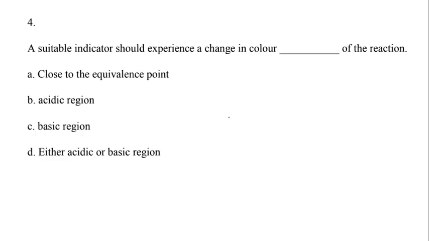So suitable indicator means, we discussed like that. Suppose this is the pH range. It is changing from here to here. Suppose this is the pH scale, and this is the volume of reagent which you are adding. If in this pH range your indicator is changing color, then it is very good. Then we can tell that it is a suitable indicator.